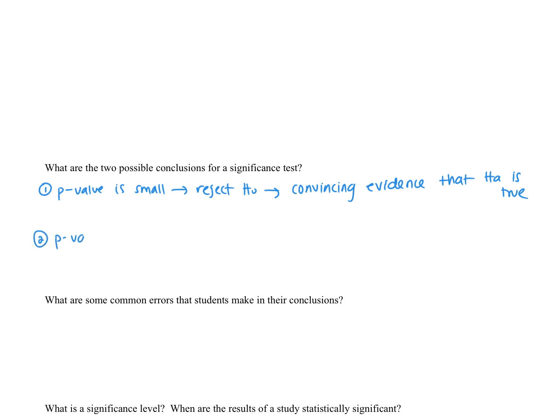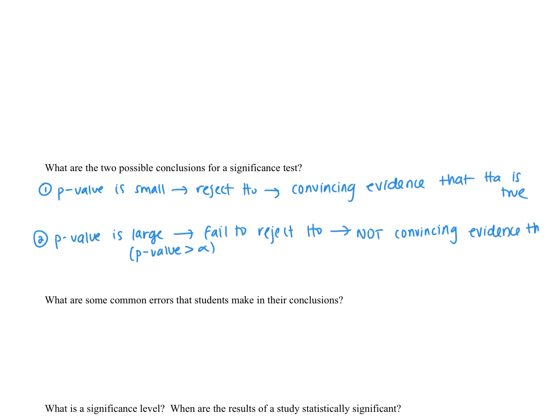If you end up with a p-value that is large, what we mean by that is that your p-value is greater than alpha, we will fail to reject the null. There is not convincing evidence that HA is true.